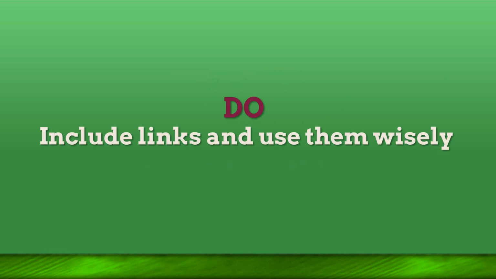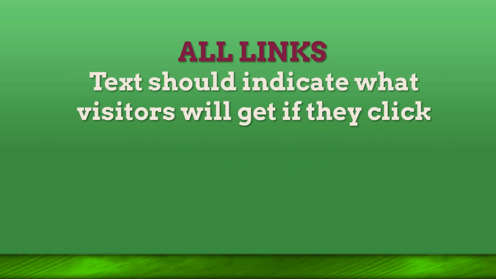And there are two types of links that you should include. You should include inbound links and outbound links. I'm going to explain both of those in a moment. I'm just going to mention a few things about all links. For both types of links, inbound and outbound, you should be writing anchor text, and that's the text that appears in your links. You should be writing anchor text that clearly indicates what visitors will get if they click.